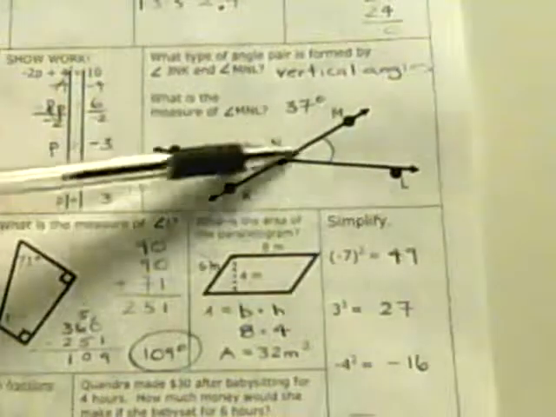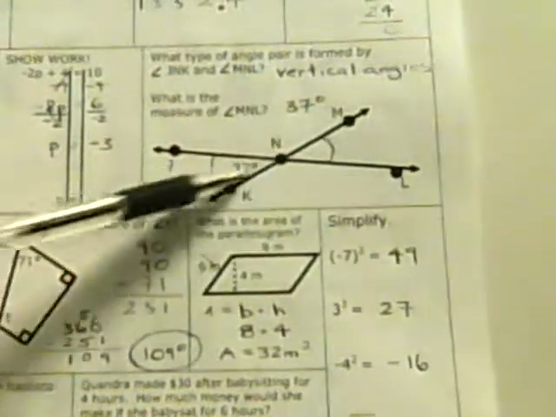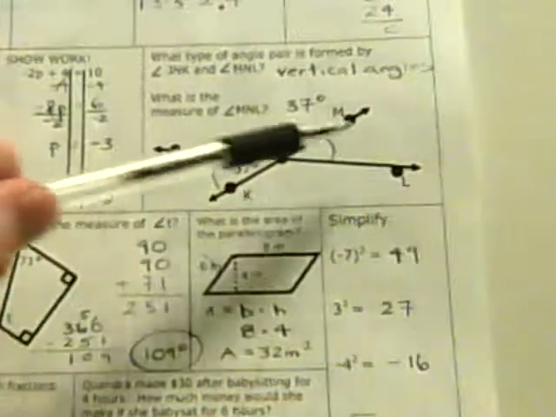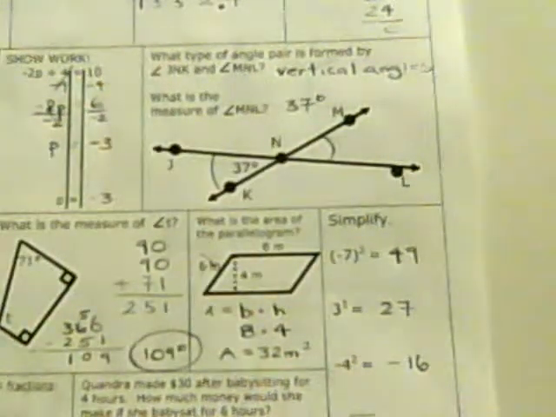So that's M and L, which I put this arc there to make it easier to see what we're talking about. So they are across the vertex from each other. They are vertical angles. If this one's 37 degrees, that one's 37 degrees. So the answer is vertical angles, and the angle is 37 degrees.